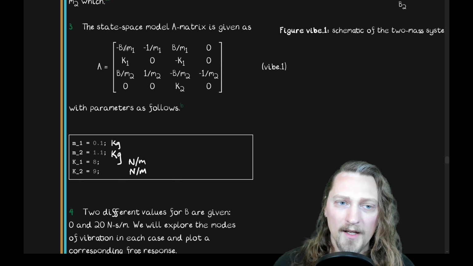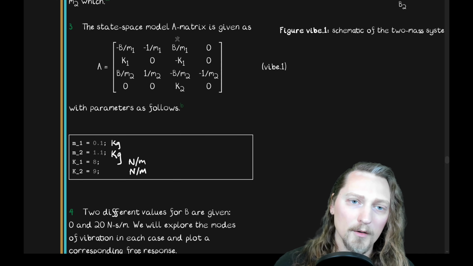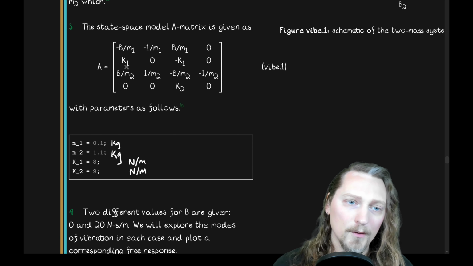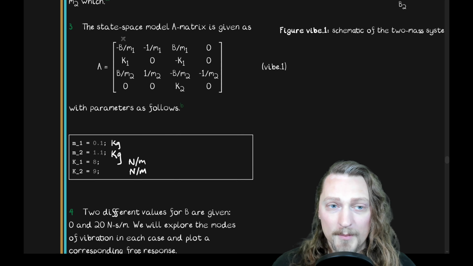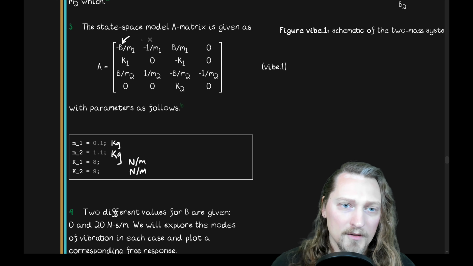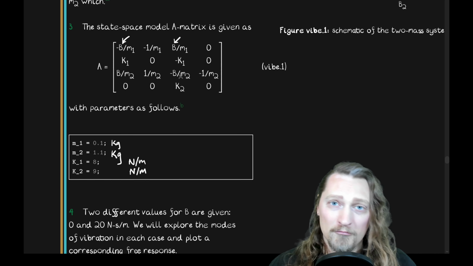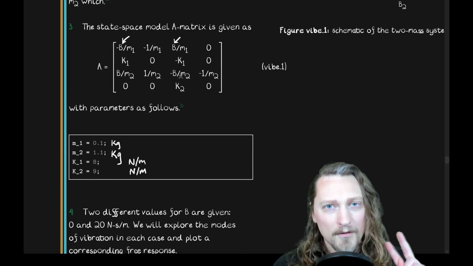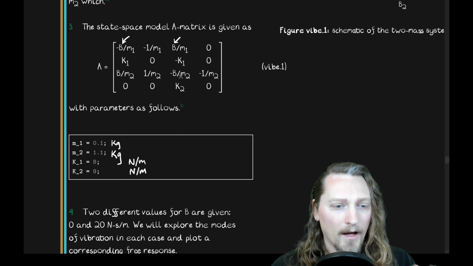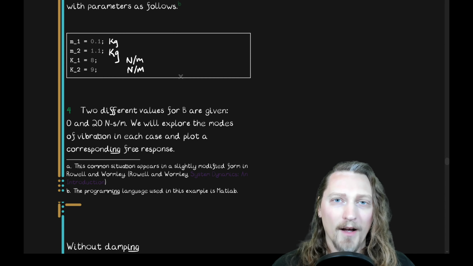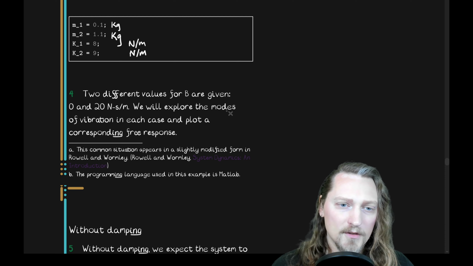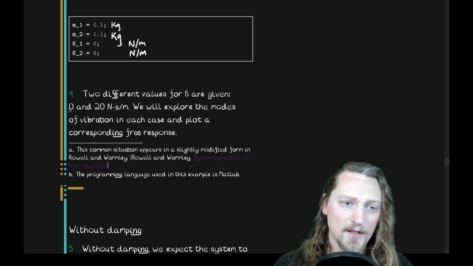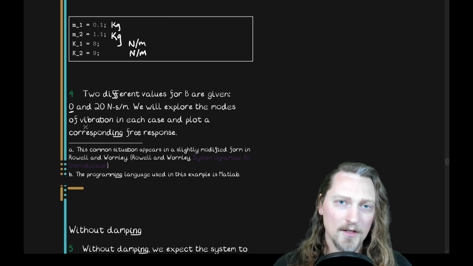We haven't specified B. So this is MATLAB code specifying M1, M2, K1, and K2. We haven't specified B, and B shows up throughout the A matrix, so of course it's going to affect the dynamics of the system. But since we're going to try out 2 different values of B, we'll leave it undefined for now. 2 different values are given. 0 is 1, so we're going to have no damping.